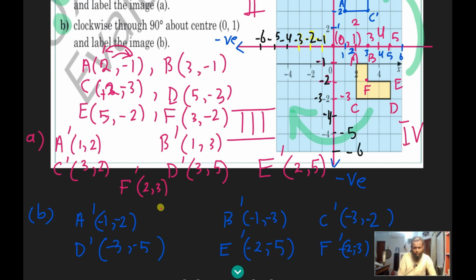First quadrant is -1, -2. This is a point. Okay, this is A prime, and B prime is -1, -3. This is our B prime. Okay, B prime is this point. C prime is -3, -2.